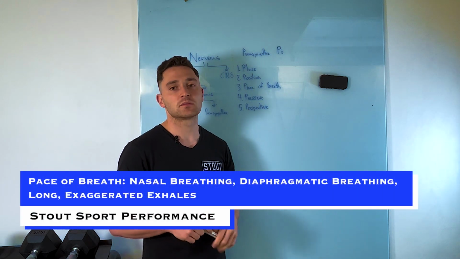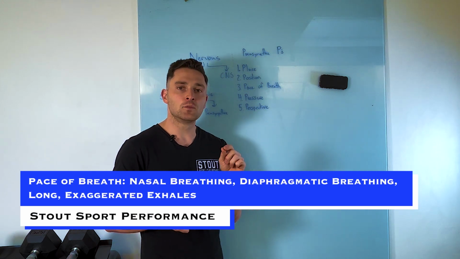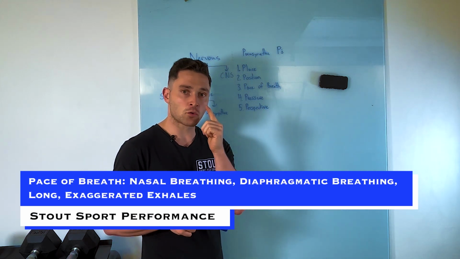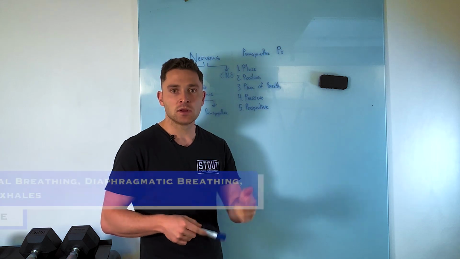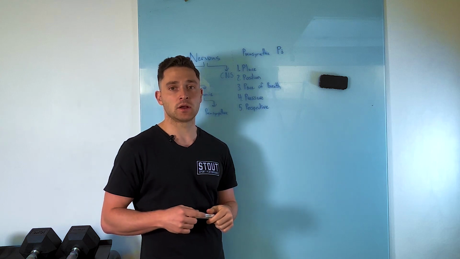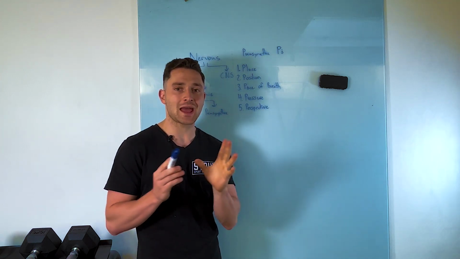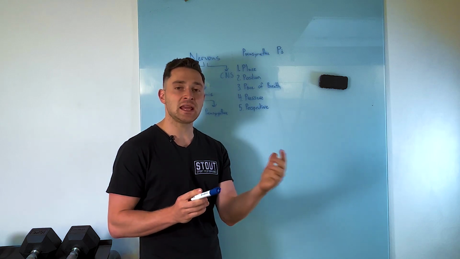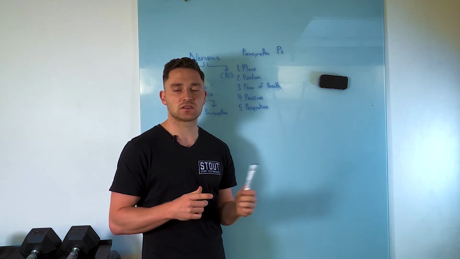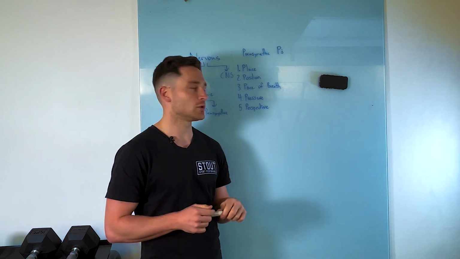Pace of breath is going to be the biggest one. What we're going to make sure we do is breathe through our nose in and out, and then try to breathe into our stomach. Most importantly, we're going to exaggerate our exhales. We're going to have a greater focus on exhaling than inhaling to induce this parasympathetic state. Long exhales and everything through the nose.